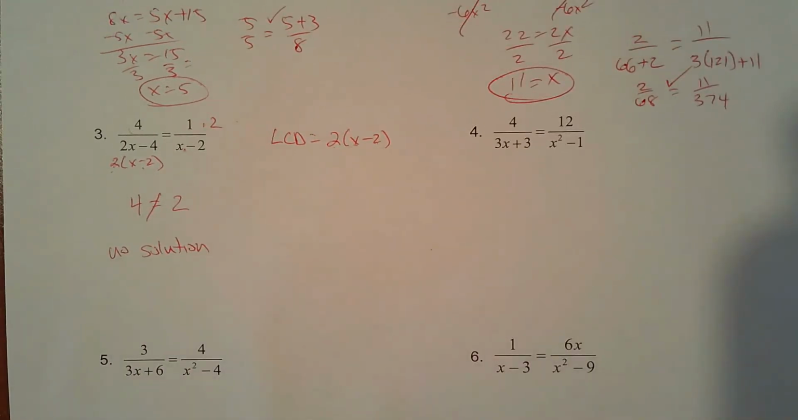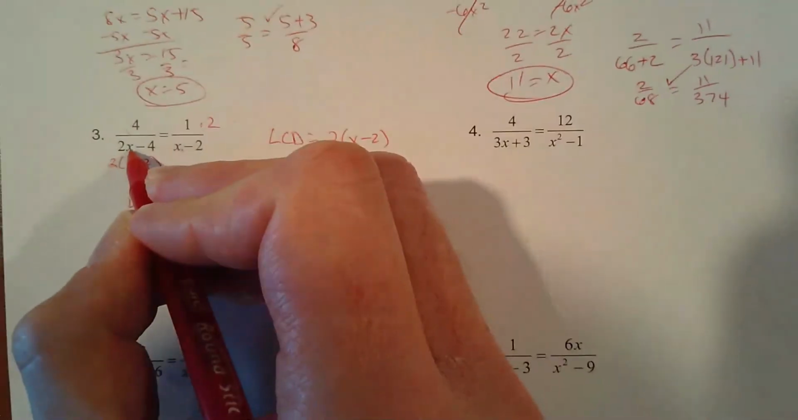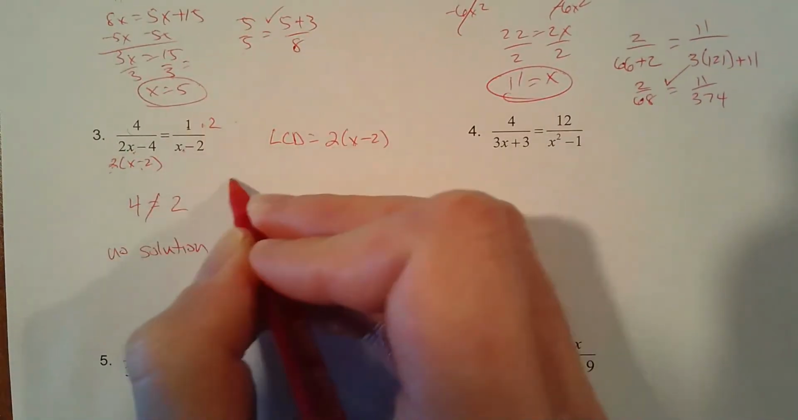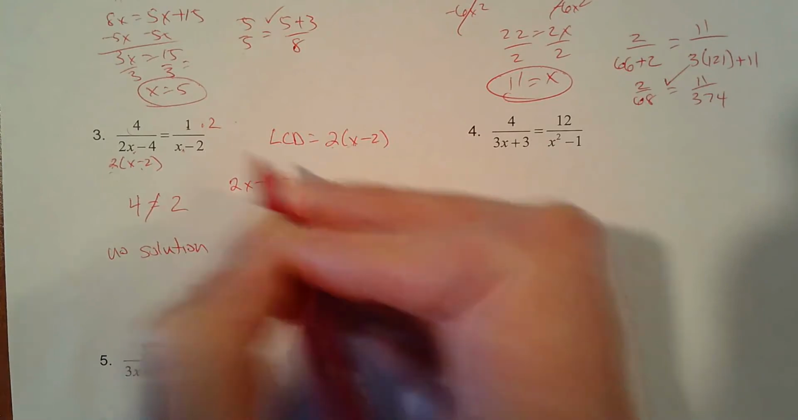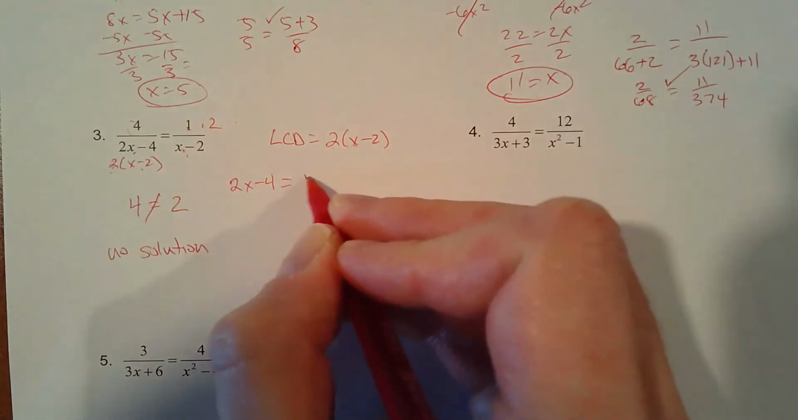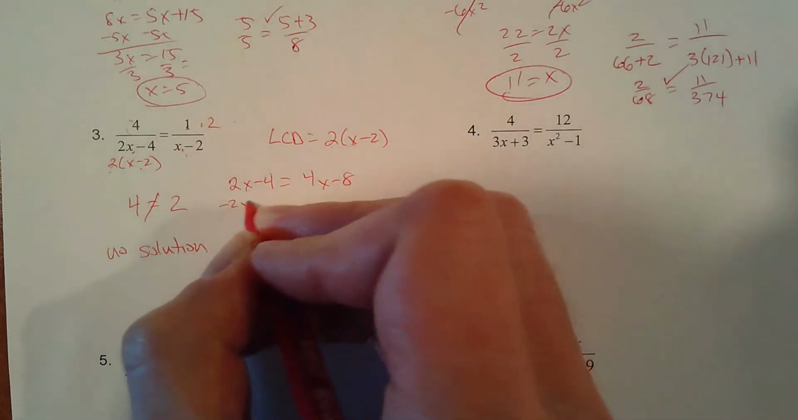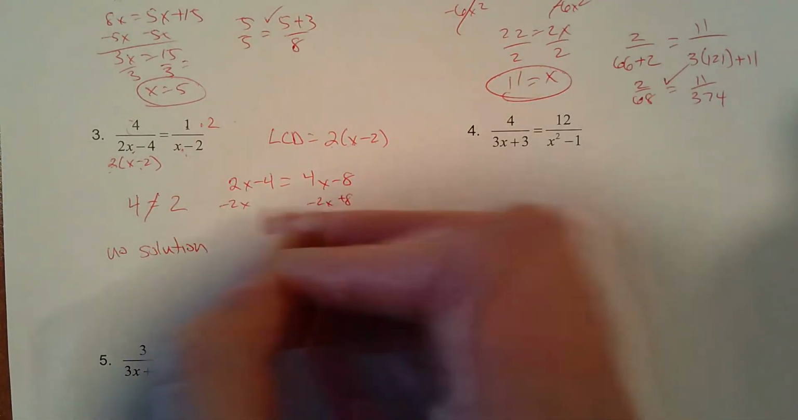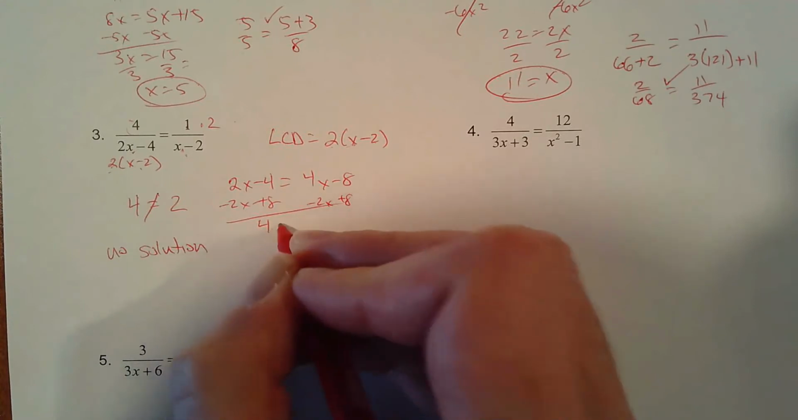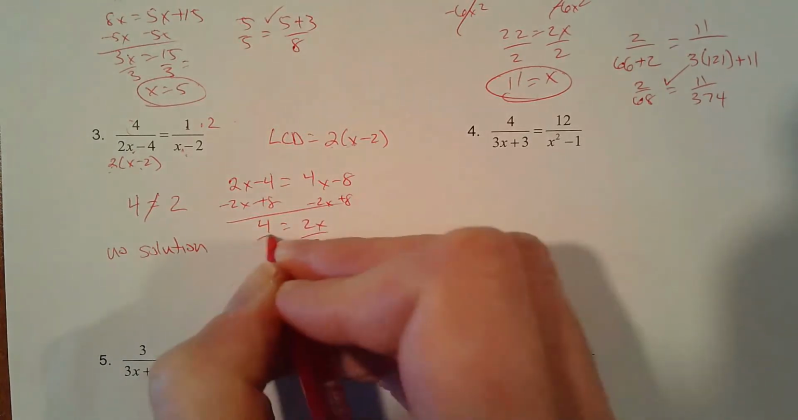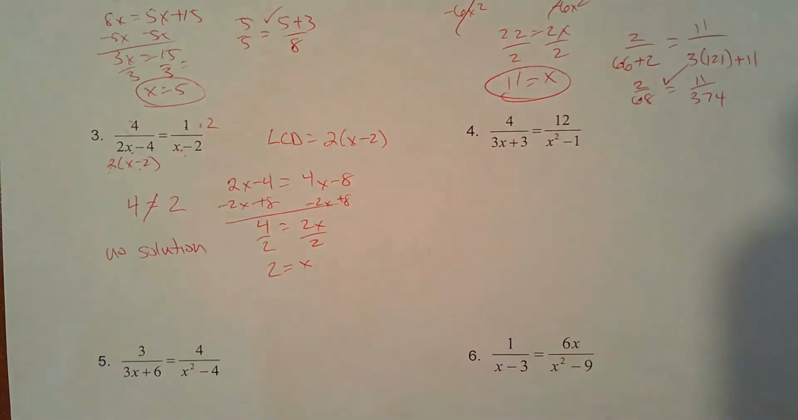Now, some of you might be thinking, I like that idea of just setting cross products equal. Okay, that just makes more sense. So if I went back to the drawing board and I did cross products equal, so 2x minus 4 times 1, set that equal to 4 times x minus 2. Okay, and do some solving here. So yeah, 4 equals, when I divide by 2, I get x equals 2.